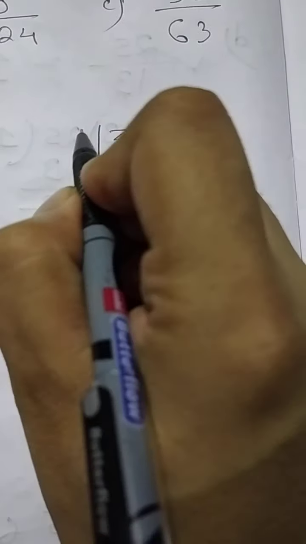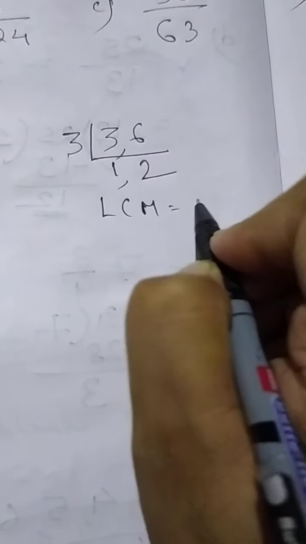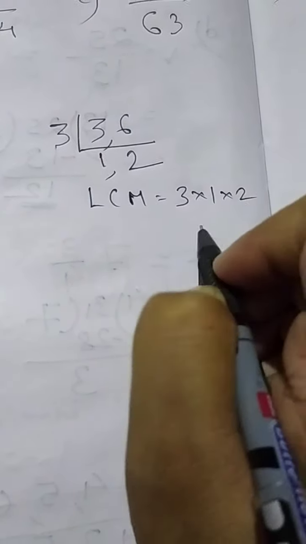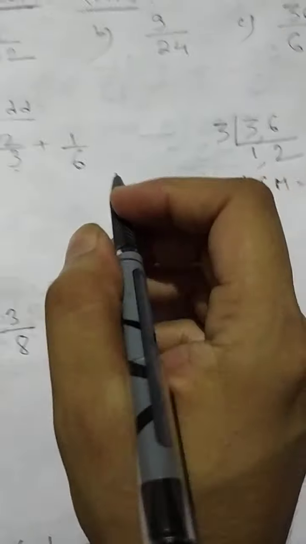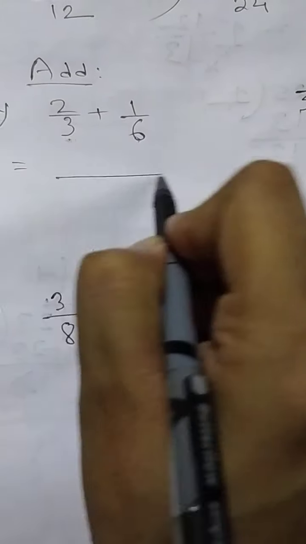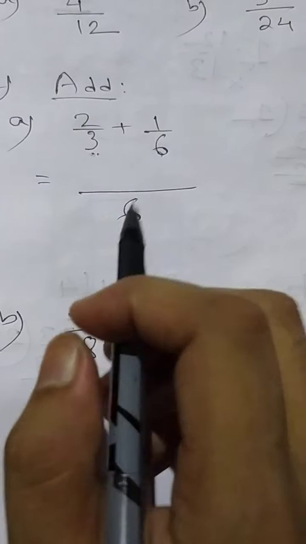This is the division method. So 3, 1 3 is a 3, 3 2 is a 6. So your LCM will be 3 into 1 into 2, 6. So your LCM is coming 6. So write down here 6. Again I am telling you, you have to find the LCM of the denominators. Now what is the technique?